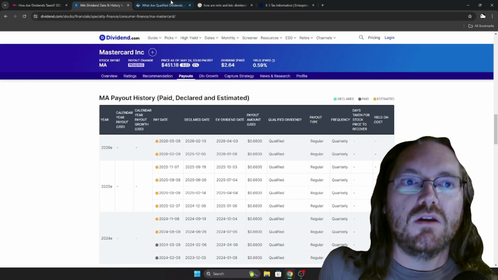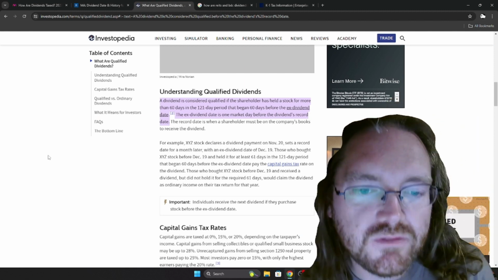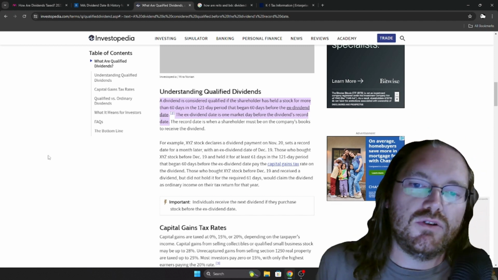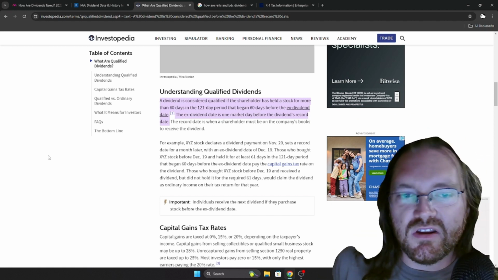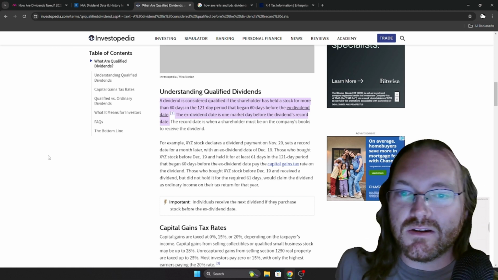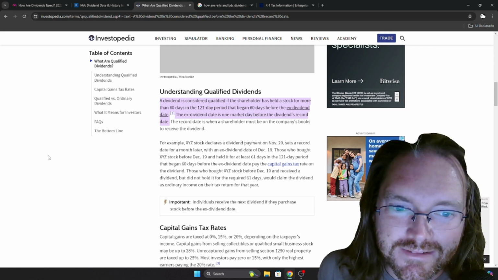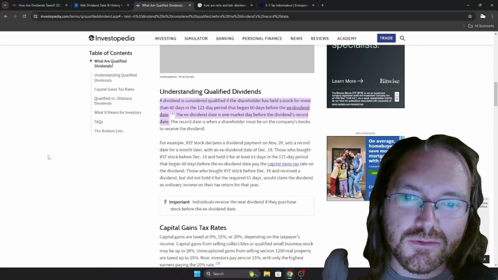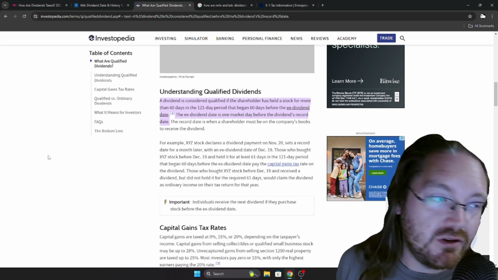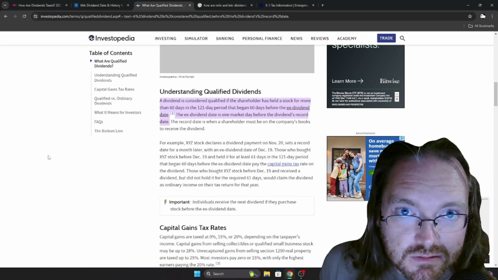And it will show you here. Okay, so what are qualified dividends? How do I get a qualified dividend? A dividend is considered qualified if the shareholder has held the stock for more than 60 days in a 121-day period that begins 60 days before the ex-dividend date. That ex-dividend date is one market day before the dividend's record date. Now you might be thinking, what in the blank did this guy just say? What?